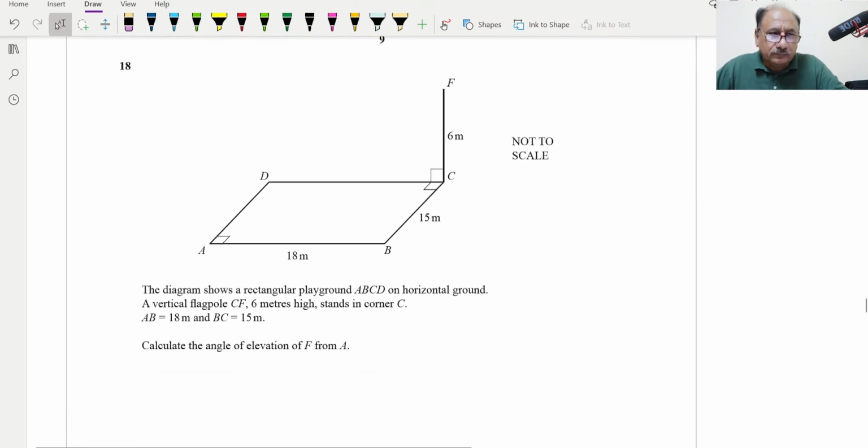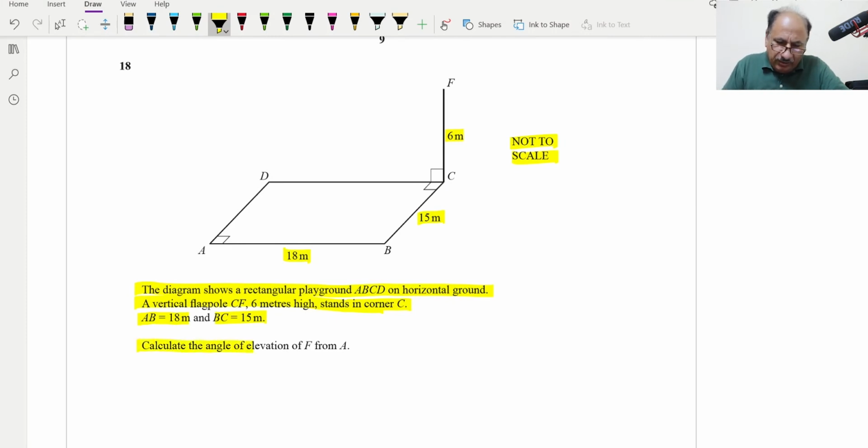Now question number 18. Again, the diagram is provided which is not to scale. The diagram shows a rectangular playground ABCD on horizontal ground. A vertical flagpole CF, 6 meters, stands in corner C. So this is a 6-meter flagpole. AB is equal to 18 meters and BC is equal to 15 meters. Calculate the angle of elevation of F from A.